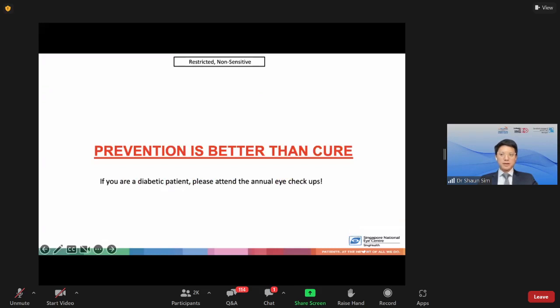Ultimately, prevention is better than cure. And so if you're a diabetic patient, please make sure you attend the annual eye checkups.